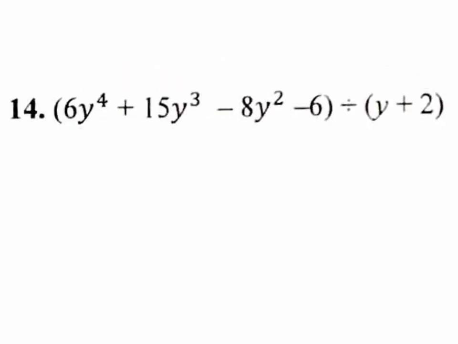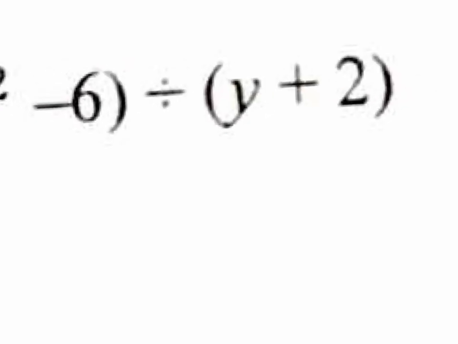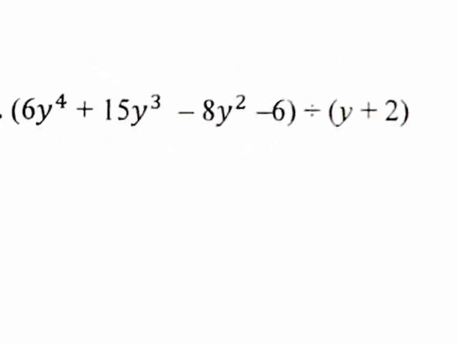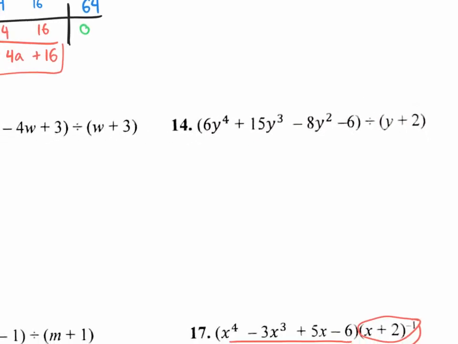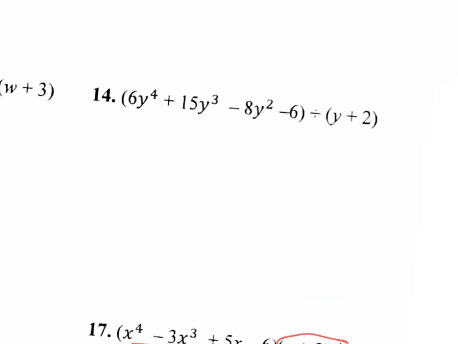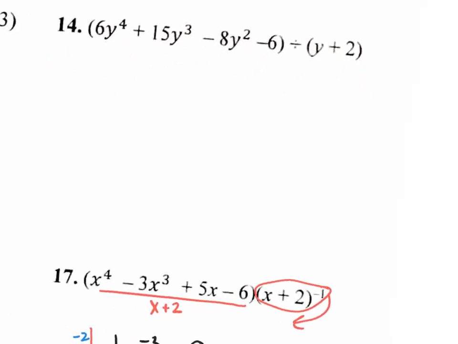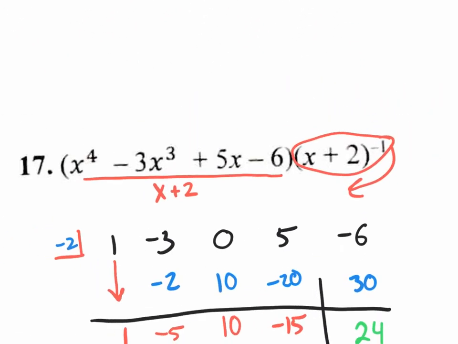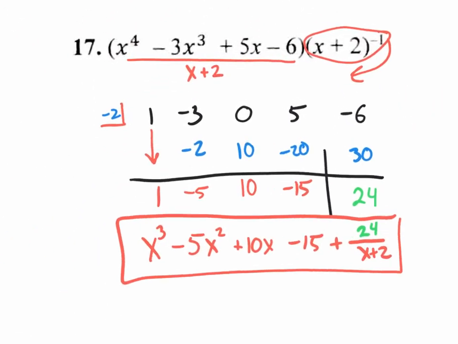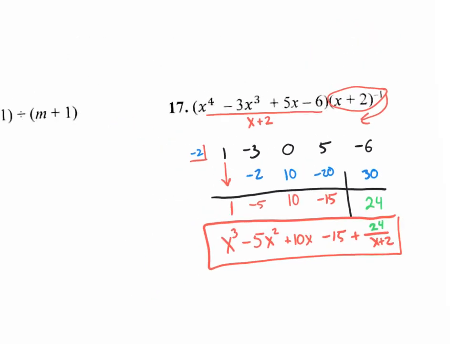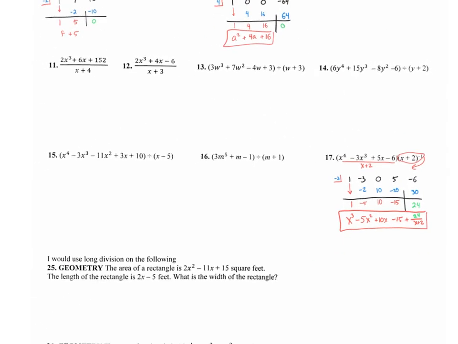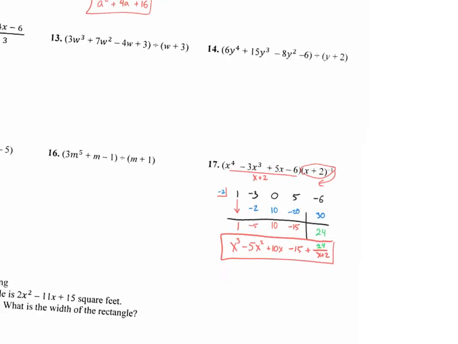So your worksheet yesterday had a bunch of those that had a number in front of your variable. That's why we did long division on that one. And on this worksheet, all of them have nice, simple binomials, like divided by w plus 3, divided by y plus 2, divided by x plus 2. Those are all nice. Synthetic division works great on those. Any questions? Can we do 14? Of course, sure, that's great.